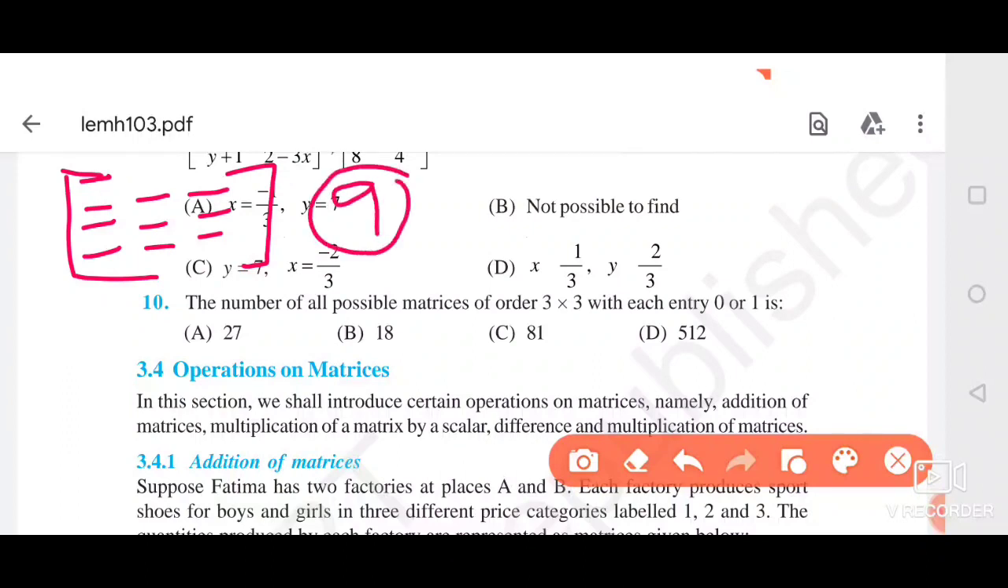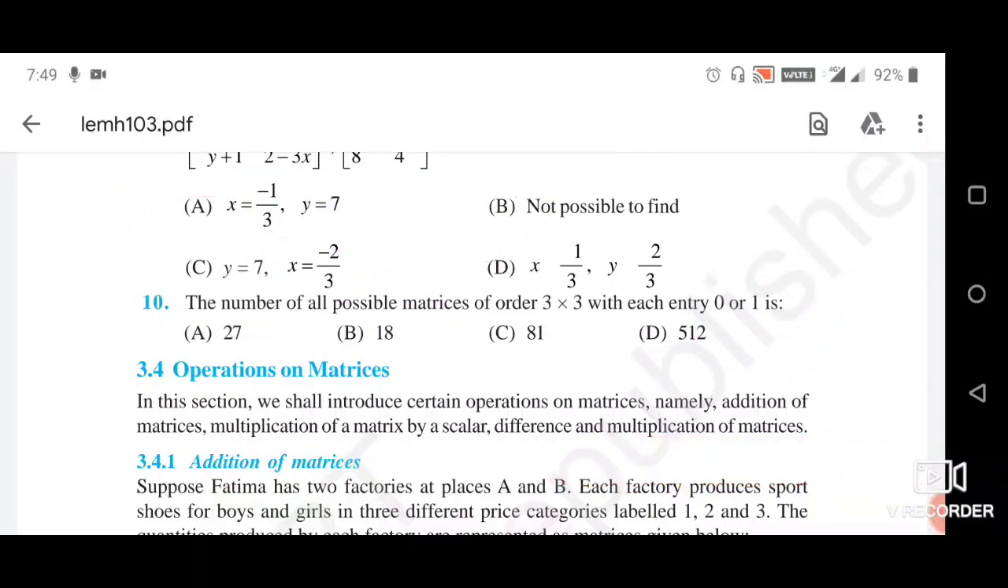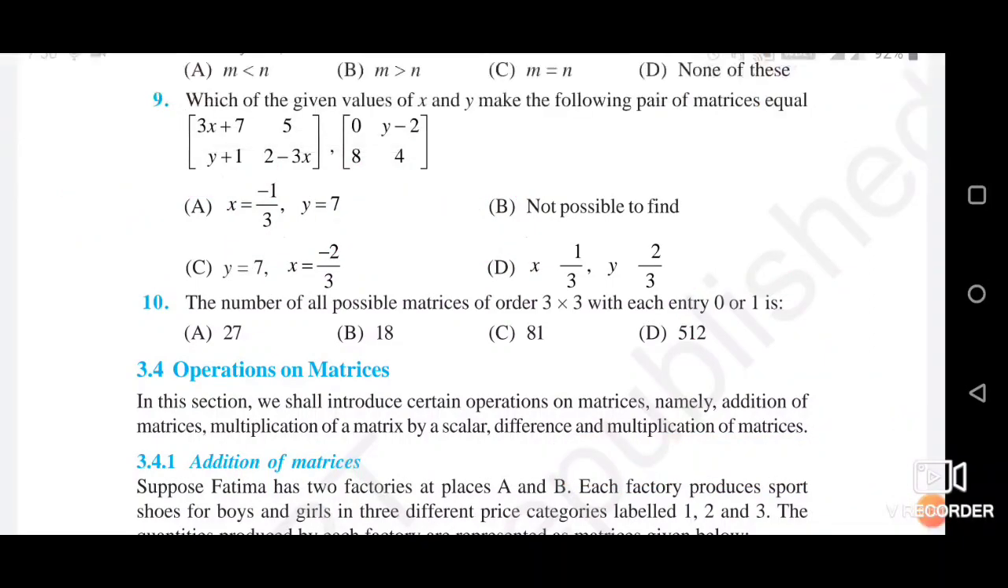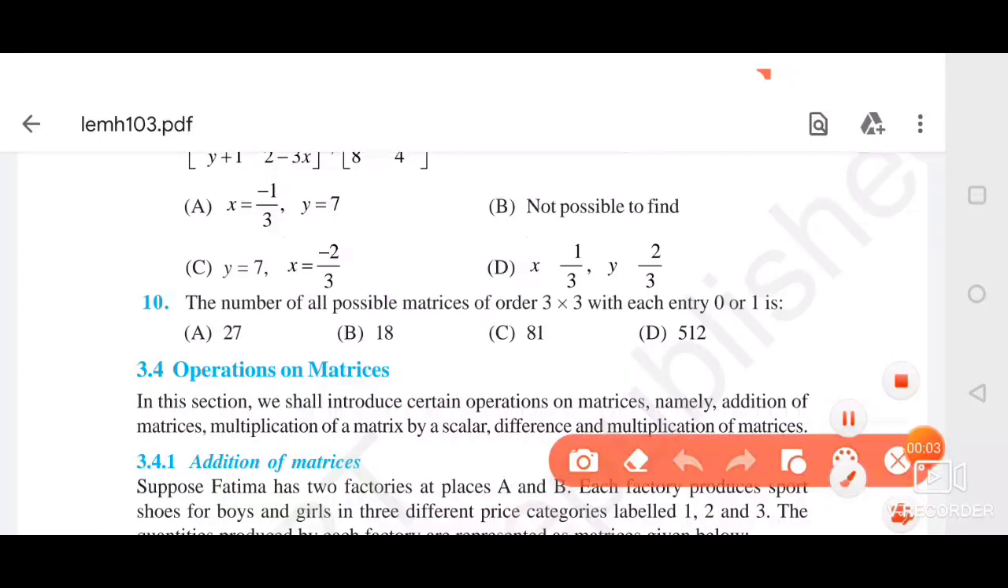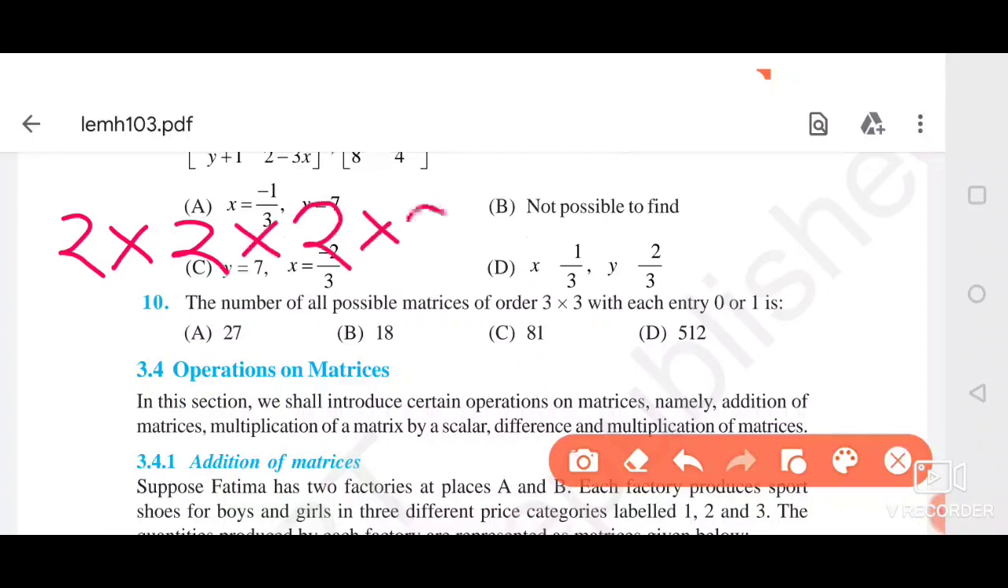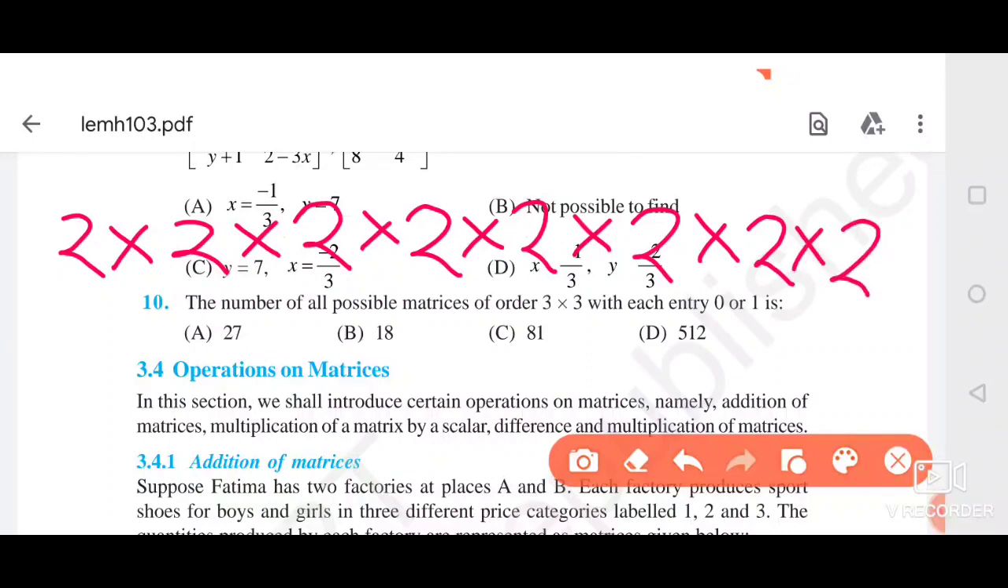with 2 options, and these 2 options are 0 or 1. To fill each place we have 2 options. So for the first place we have 2 options, for the second place we have 2 options, for the third place we have 2 options. In this way, for all the 9 places we have 2 options to fill the places.